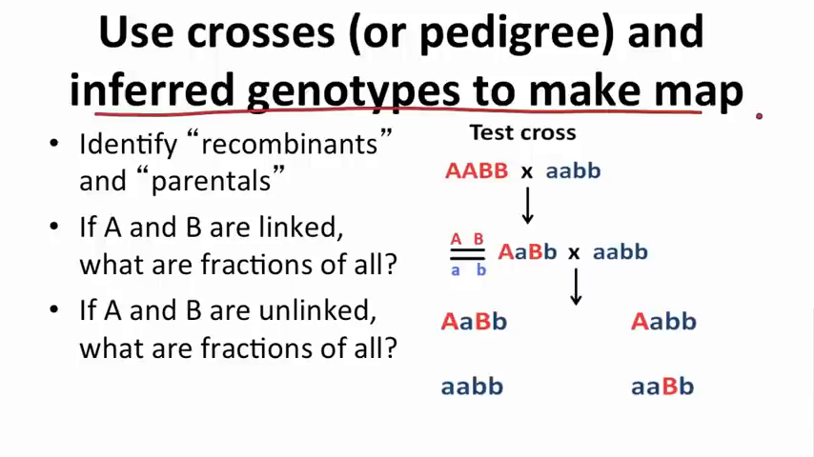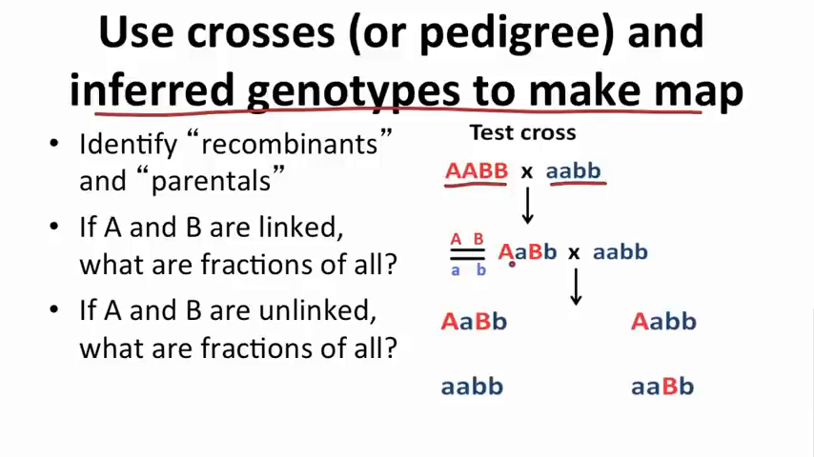So let's use the case of what's referred to as a test cross. What we want to do is identify parentals and recombinants. So we'll start with something which is homozygous, which has only one type: big A, big B, little b, crossed to little a, little b, little b. Let's say the red is the female and the blue is the male.